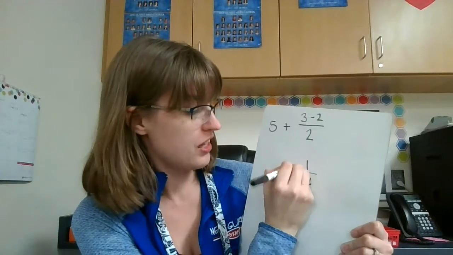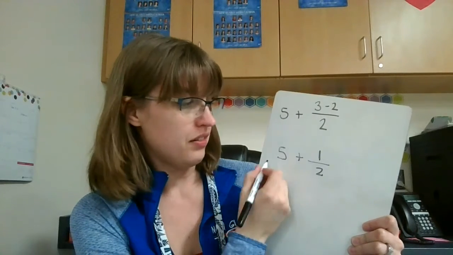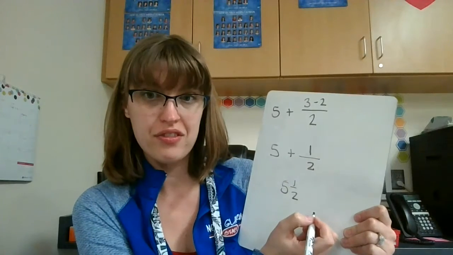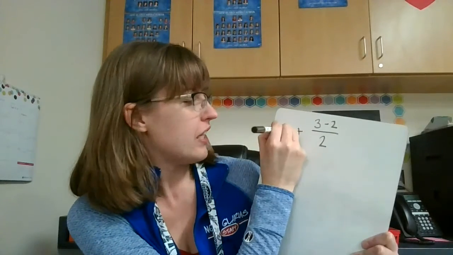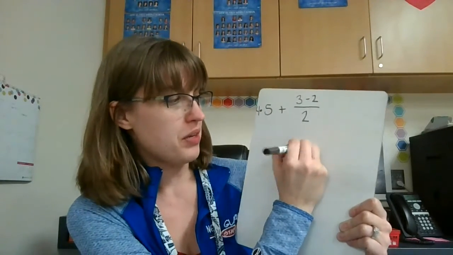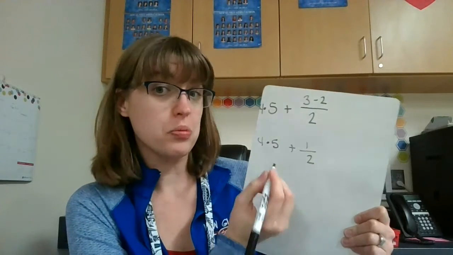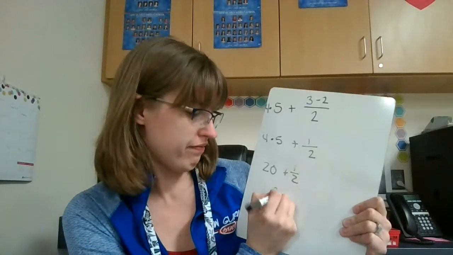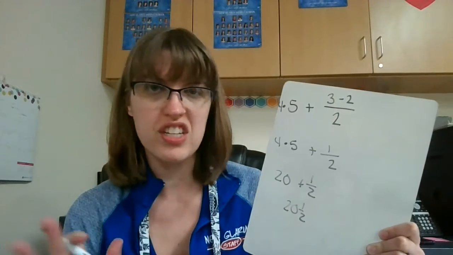I'm going to copy everything else. Now that I've done that grouping, I can just add. I only have 2 things left. 5 plus 1/2 is 5 1/2. If I had anything else going on, let's pretend, it was like this: 4 times 5. I would have done my grouping. Then I would have done my multiplication. Then I would have done my addition. So just seeing that part there is new. The rest of it was similar. You've seen all of that already.